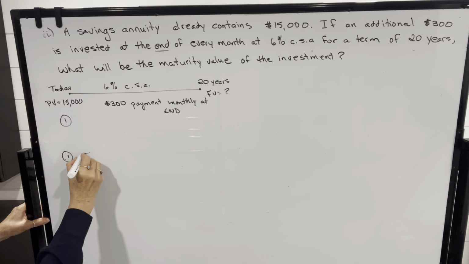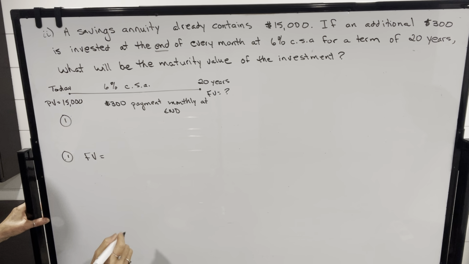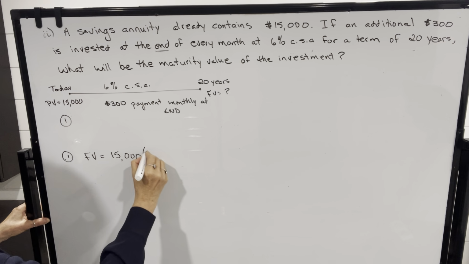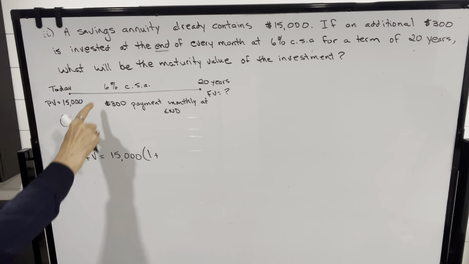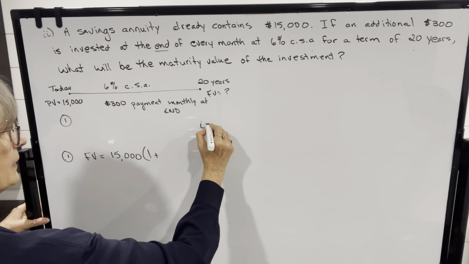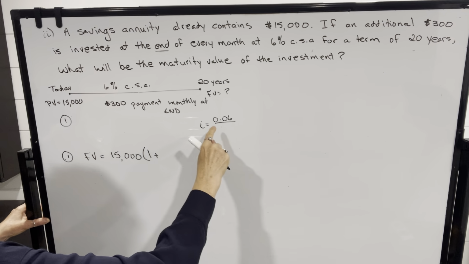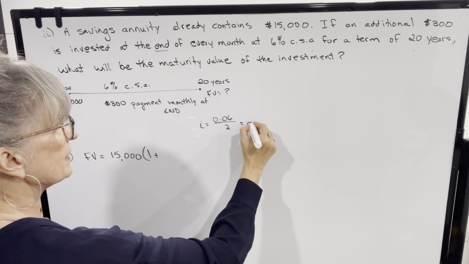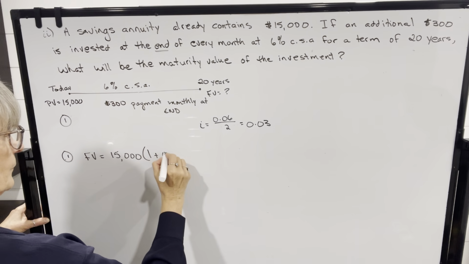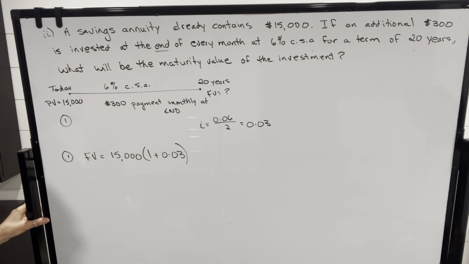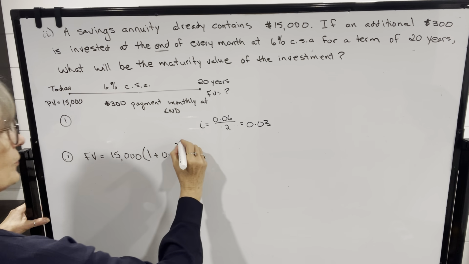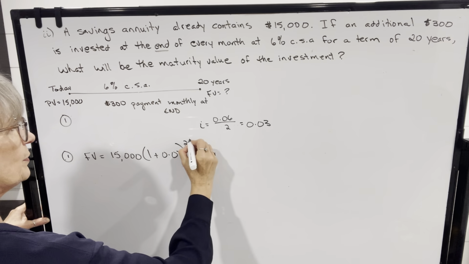So future value using our compound interest formula will equal our principal, or our present value, which is $15,000, times 1 plus i. Now, i, in this case, is the annual interest rate divided by the number of compound periods in a year, which is 2. So i will be 0.03. And we raise that to the number of compound periods in total in 20 years. If it's compounded semi-annually, there's 2 a year, and we multiply by 20 years.